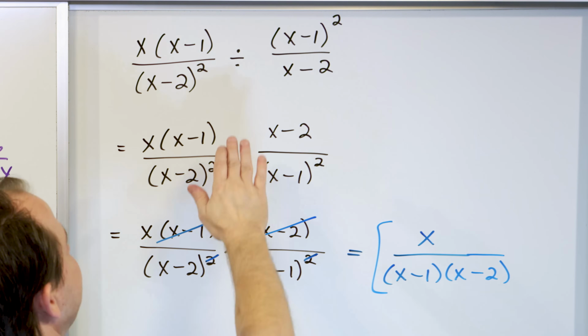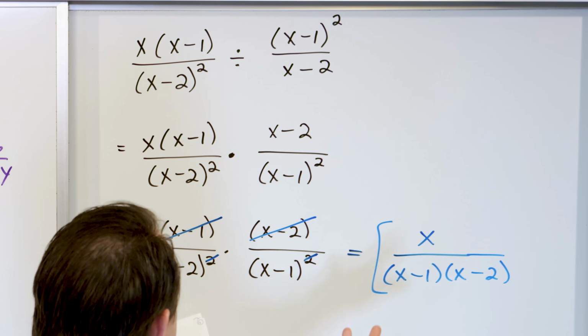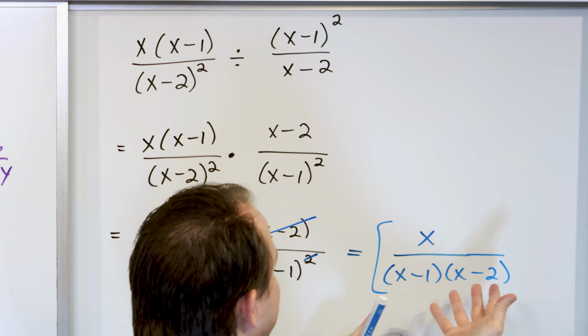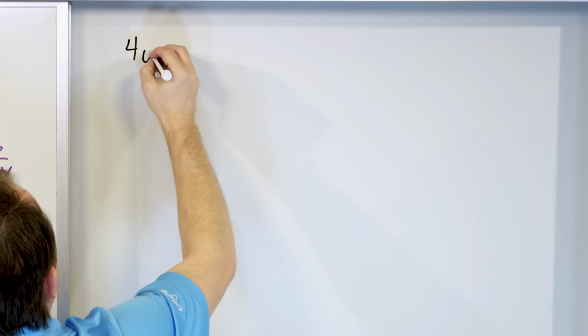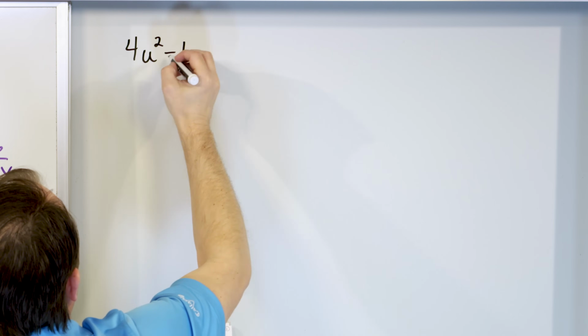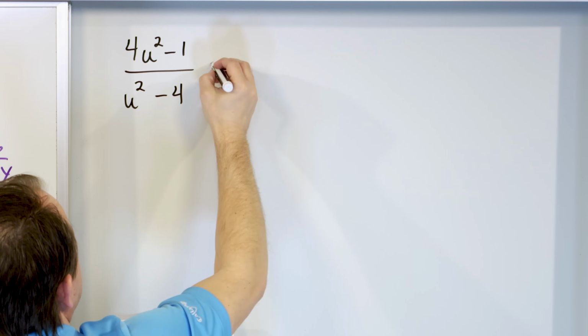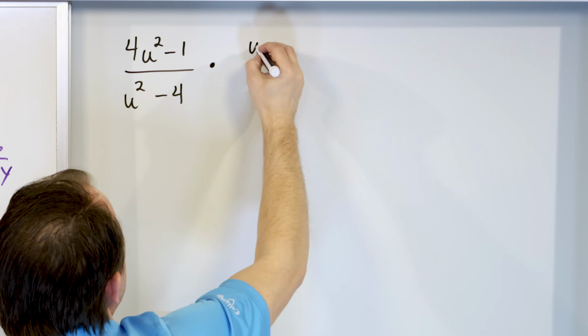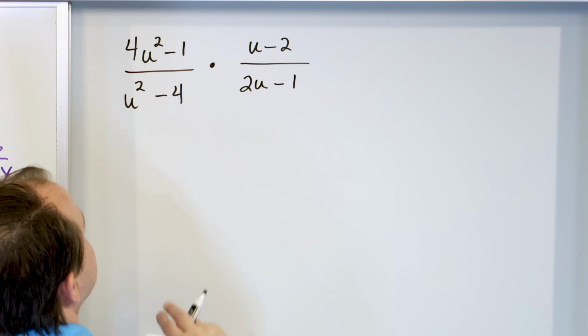So again, change division to multiplication, flip things over, cancel as appropriate. In this case, we didn't need to do that much because once we did the cancellation, what fell out basically is fully simplified. All right, the next problem will have a touch more work involved once we do the final cancellations. The next problem is 4 times u squared minus 1 over u squared minus 4. But that's a giant rational expression multiplied by u minus 2 divided by 2 times u minus 1.